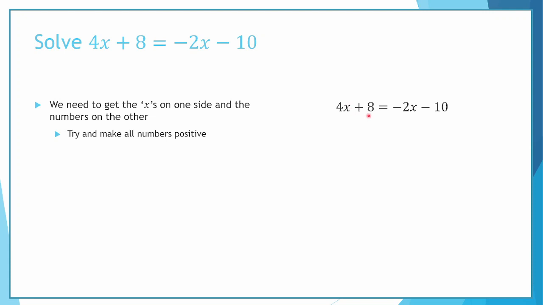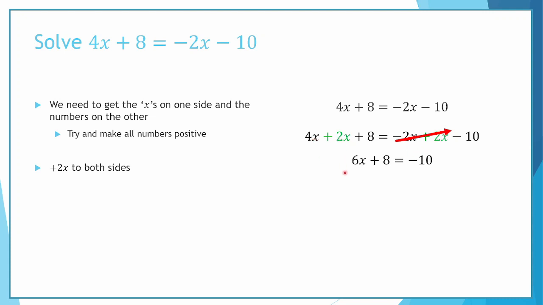So we've got 4x plus 8 equals minus 2x minus 10. So we're going to add 2x to both sides of the equation. So on the left side we get 4x plus 2x plus 8 is equal to minus 2x plus 2x minus 10. Of course, this minus 2x and plus 2x will cancel each other to give 0. And on the left side, 4x plus 2x simplifies to 6x. So we've got 6x plus 8 equals minus 10.